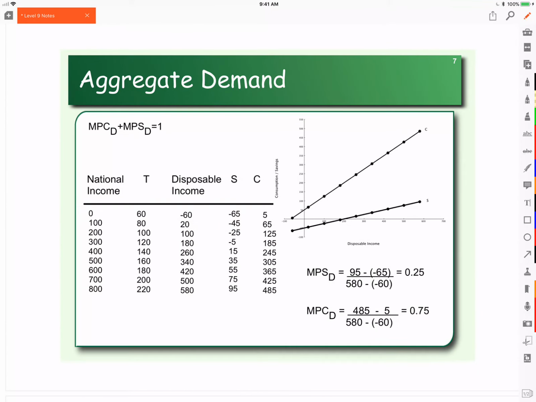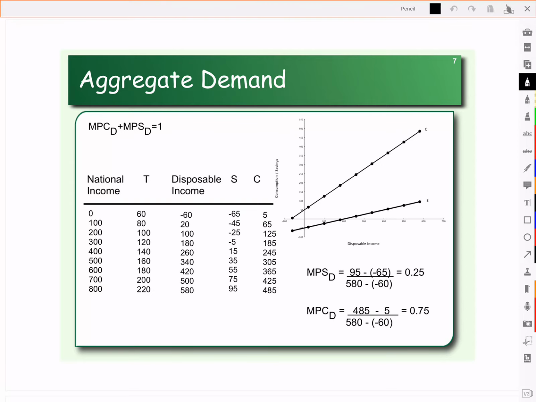So here we have our national income, and then we have the column from our data set with our net taxes. So we can take our national income, subtract our net taxes, and we get our disposable income. Remember, disposable income is income minus net taxes. So notice when our income is 0, we still have to pay some taxes. So our disposable income is a negative 60. When our income is 100 and we're paying $80 in taxes, our disposable income is 20. And notice that as our income increases, so does our disposable income.